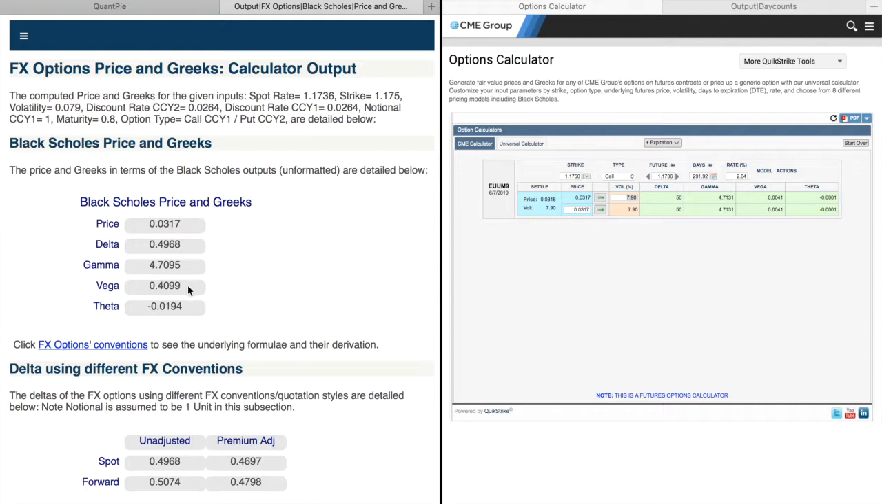Notice that the Vega needs to be divided by 100, as CME is quoting figures in percent. Also the theta will need to be divided by the number of days in a year, as CME is reporting theta per day. That is for comparison with CME.